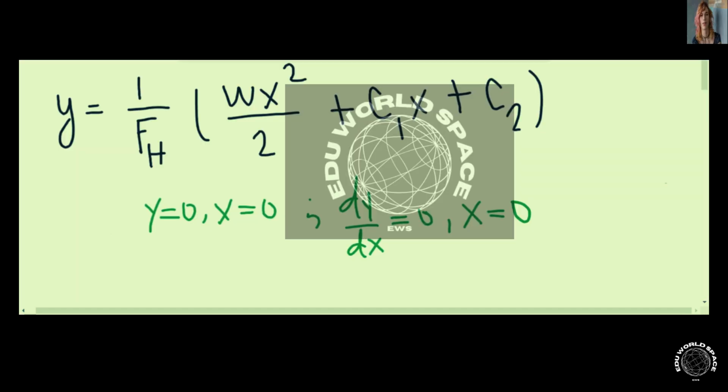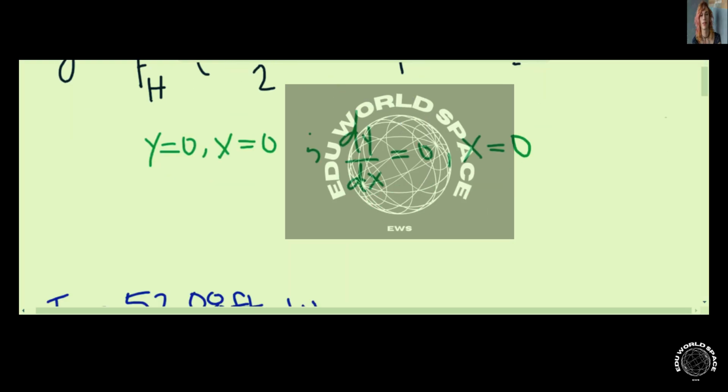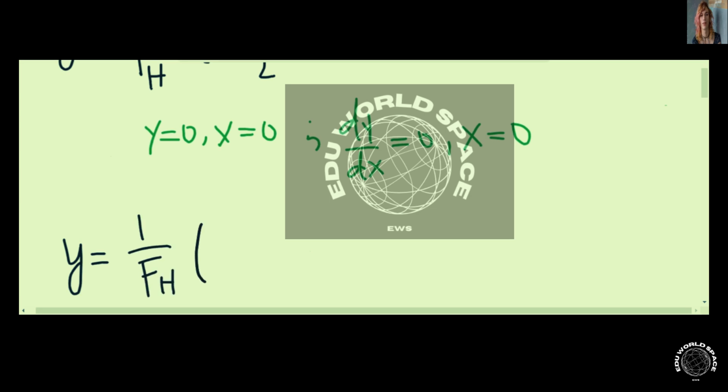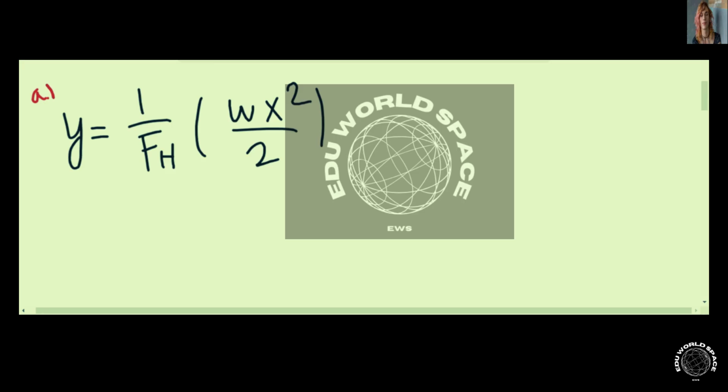So now that we have these, once you plug the constraints into the original equation and into the first derivative of the equation, your final equation will become y equals 1 over F sub h times w x squared all over 2. Now we're going to use this equation to solve for F sub h using the appropriate x and y values given in the problem.